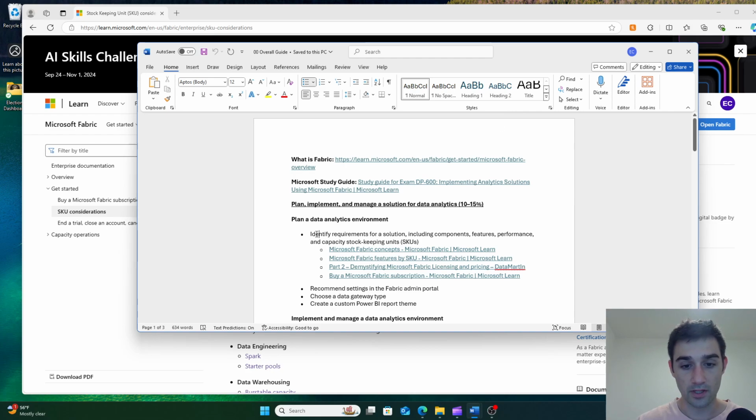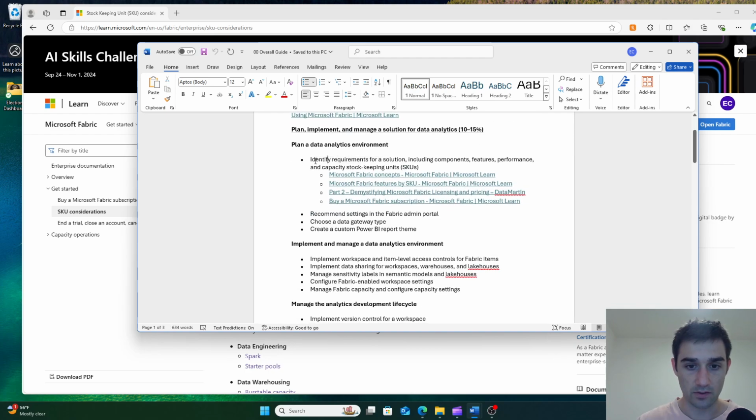We're currently working through the DP600 study guide, and we're currently working through the first bullet point on the study guide, which is identifying requirements for a solution, including components, features, performance, and capacity stock keeping units, SKUs.